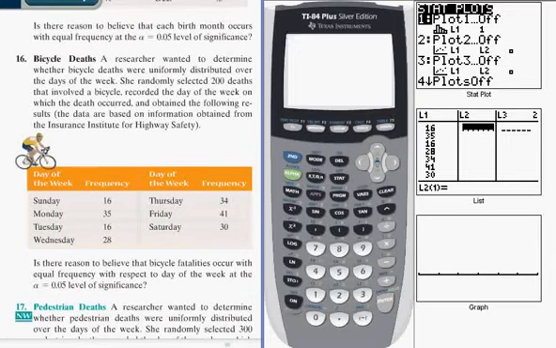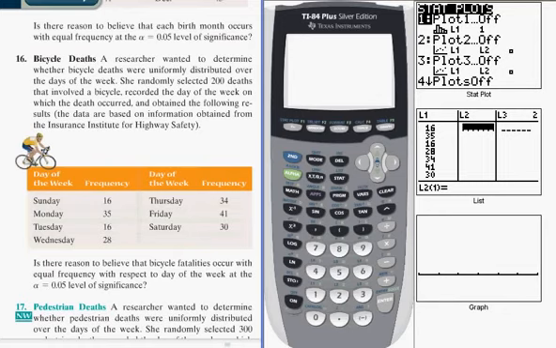Hi, in this video I want to show you how to do a chi-square distribution hypothesis test, in particular the goodness of fit type of test. I'm going to be looking at problem 16 on page 561. In a goodness of fit test, we have a set of data and we expect that data to fit a certain distribution, but our sample data suggests otherwise.